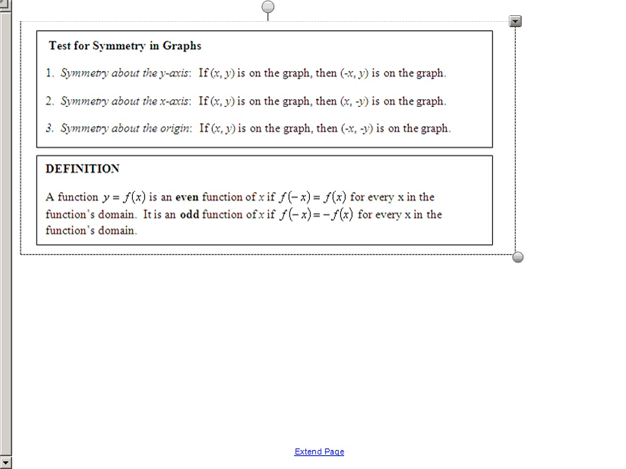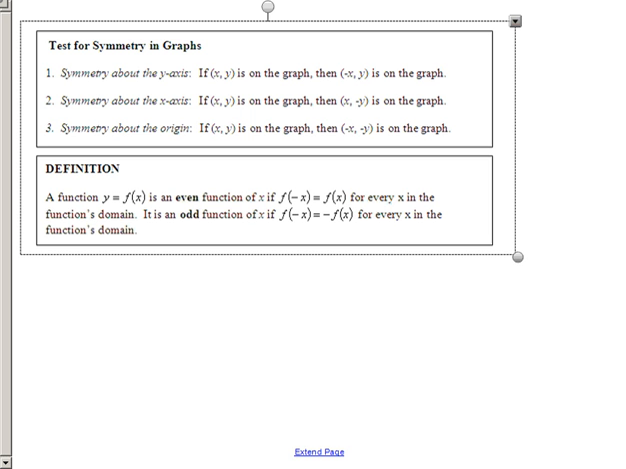Think of the parabola y equals x squared. That can be folded over the y-axis. If something is symmetric about the x-axis, if x comma y is on the graph, then x comma negative y must be on the graph. If you think about that, you cannot have a function. If something is symmetric about the x-axis, it cannot be a function because you can draw a vertical line and cut the graph in more than one spot.